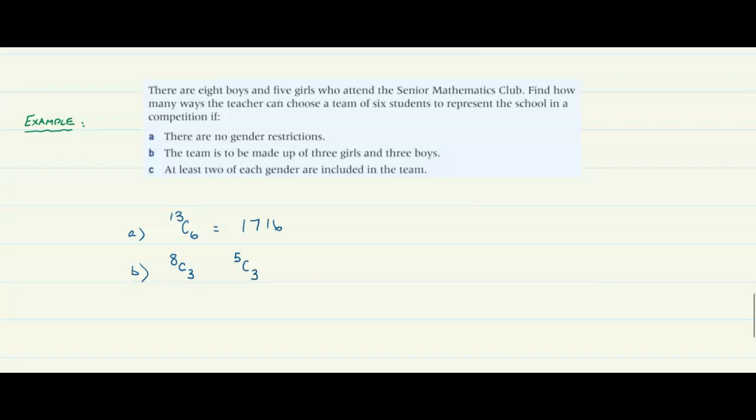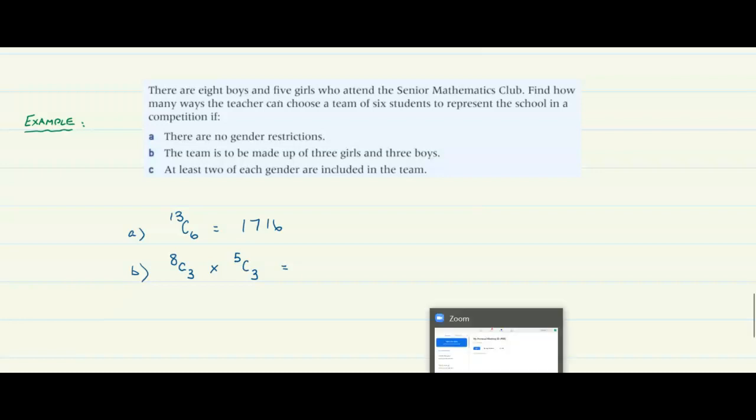So there's a certain number of ways of being able to choose 3 from 8, and there's another number of ways of choosing 3 from 5, and that's those numbers there. So for all of these combinations of boys that I can come up with, I can come up with these combinations of girls. So I need to multiply these 2 numbers together. 8C3 by 5C3.